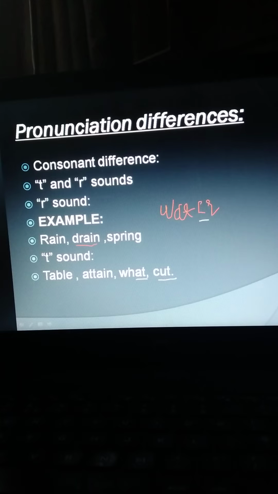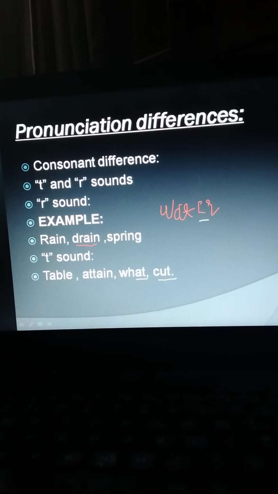Whenever the T sound is between the R and Y sound, they tend to change the T sound to the soft D. So water, party, Saturday.